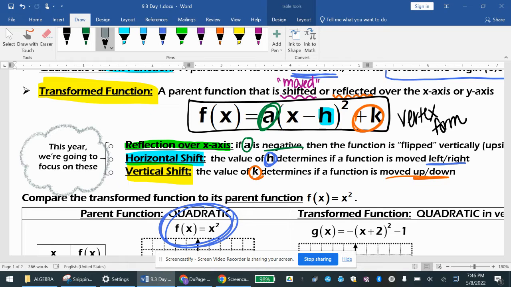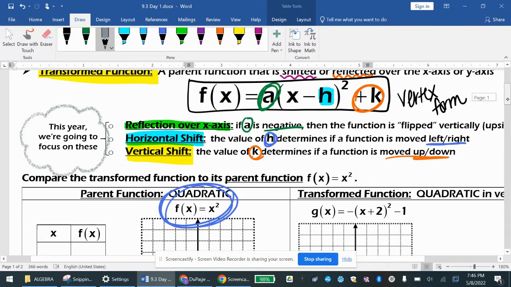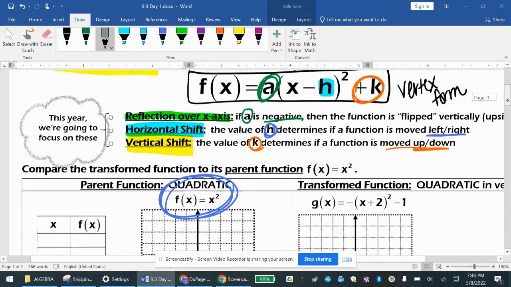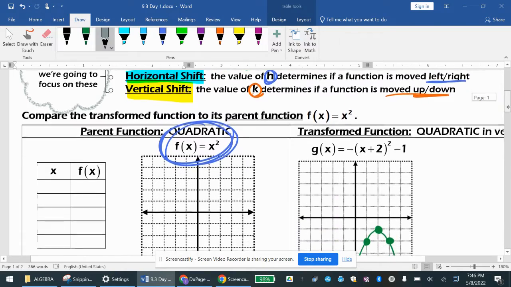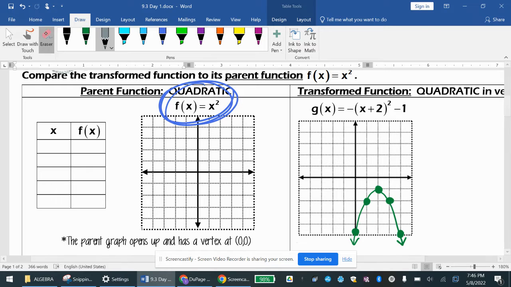Y vamos a usar el vertex, the vertex form. We're going to use the vertex form to decide which way it moved, hacia donde movieron la parábola. Izquierda, derecha, arriba, abajo, up, down, left, or right. Okay, so let's just quick reminder. This is an example of a parent function for a quadratic, okay? So una función en su forma más básica es esta, f of x equals x squared.